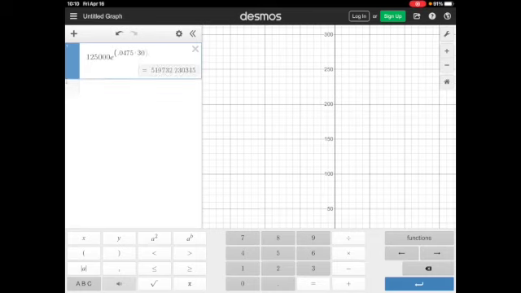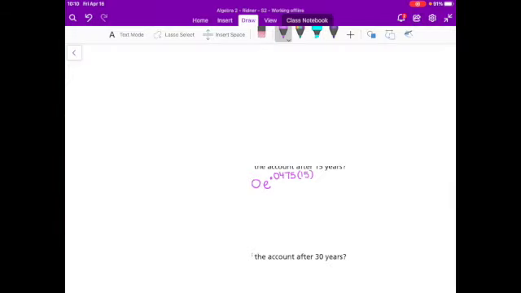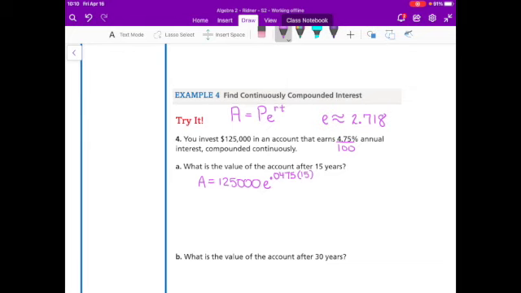So I would just change T to 30. And I would have $519,732.23. Whew, what a mouthful. What a lot of money. So I'm going to go back to my notes and write those answers down.